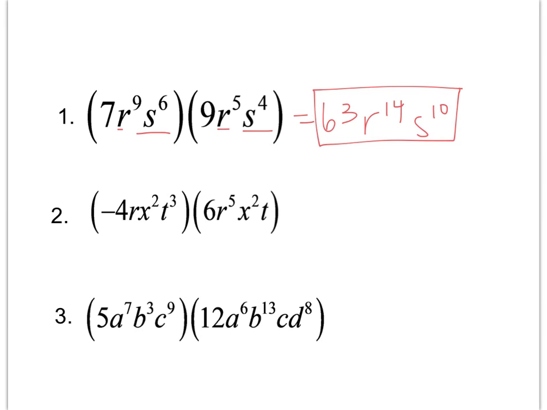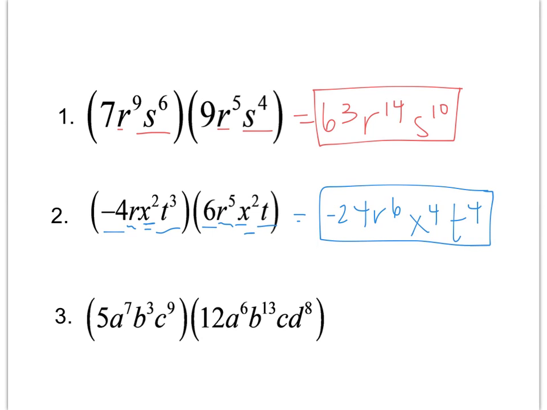Okay, number 2, negative 4 times 6 is negative 24. R to the 1st here and R to the 5th give me R to the 6th. X to the 2nd and X squared give me X to the 4th, and T cubed and T give me T to the 4th. And again, if there's no exponent with a variable, you assume that that's 1. It's just one variable. Okay, last one here. 5 times 12 is 60. A to the 13th, B to the 16th, C to the 10th, and D to the 8th.